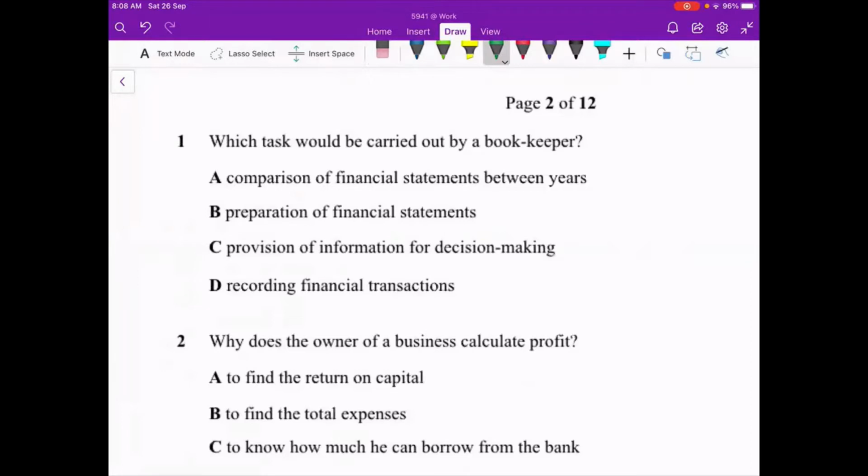Hi, today we do 10 objective questions. Okay, see question number 1.